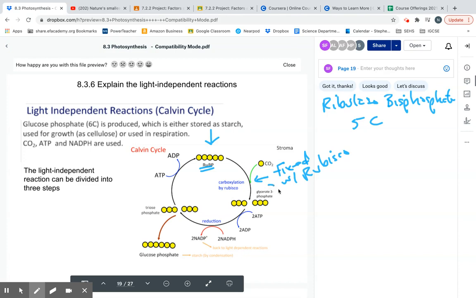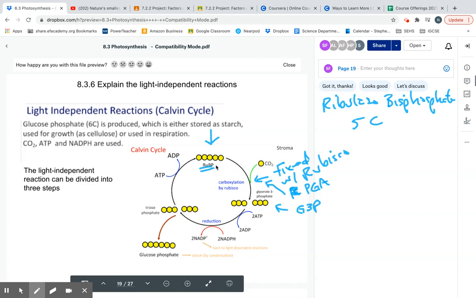I'm going to try to squeeze it in here. Whoops, that's not a P. And then there's some phosphates added onto it to make this glycerate 3-phosphate. This one's kind of important. So glycerate 3-phosphate can be abbreviated as G3P.